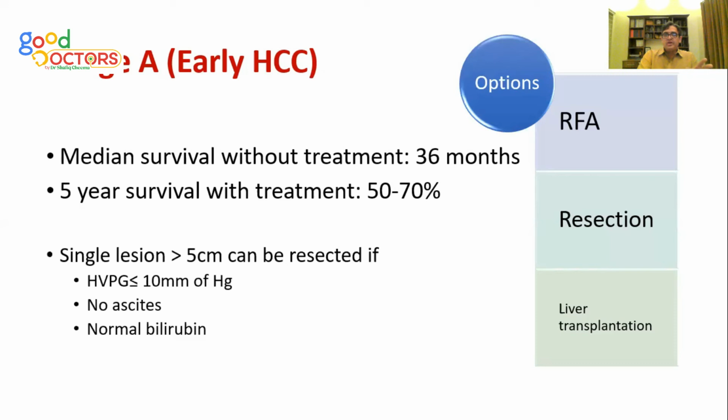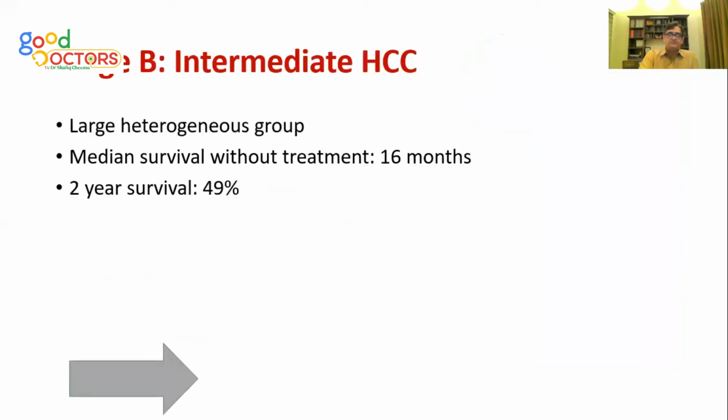Interestingly, if somebody has a tumor of more than 5 centimeter, which takes it beyond Milan criteria, but there is no ascites and bilirubin is normal and hepatic vein pressure gradient is less than 10, even these patients can benefit from resection as well, despite being at a stage which is not even stage A, it's stage B. So there will remain these vague areas, these gray zones where decisions have to be made at a multidisciplinary meeting according to the status of the patient.